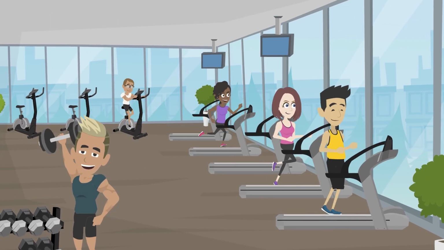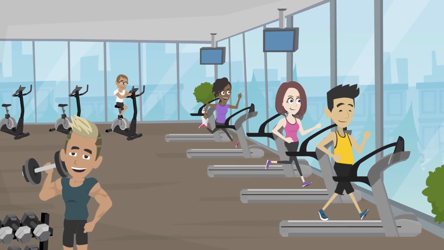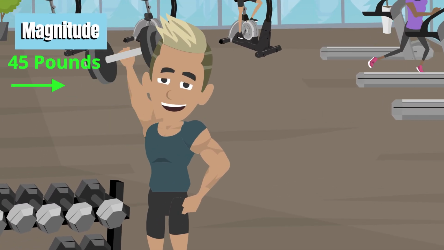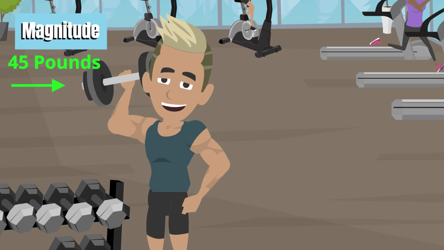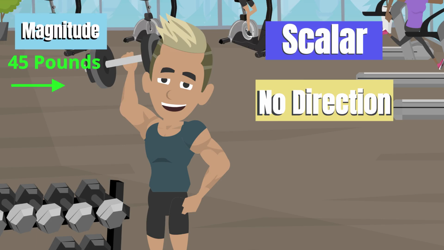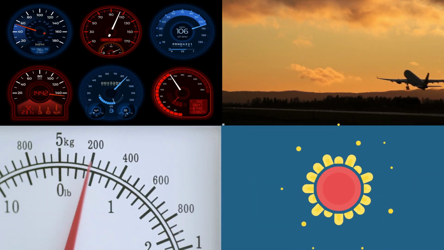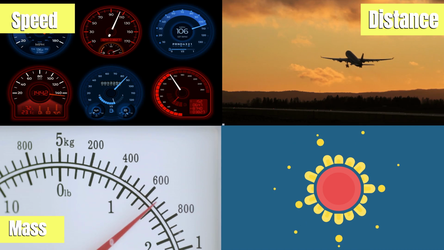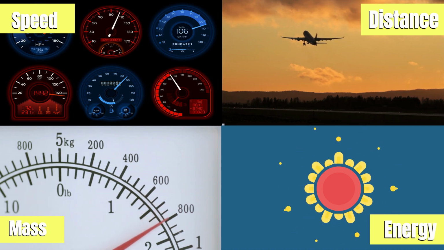Let's take a trip to the gym. You've just picked up a 45-pound dumbbell and you want to brag about it. I'm lifting 45 pounds. That's a scalar. You told me how much, but you didn't say which direction. Scalars are all about the numbers: speed, distance, mass, energy. No direction, just pure quantity.